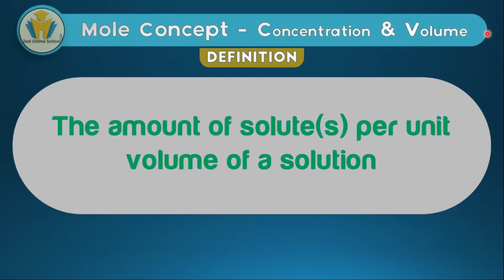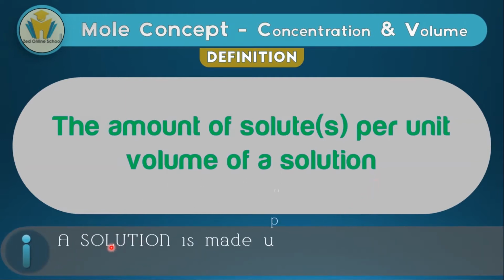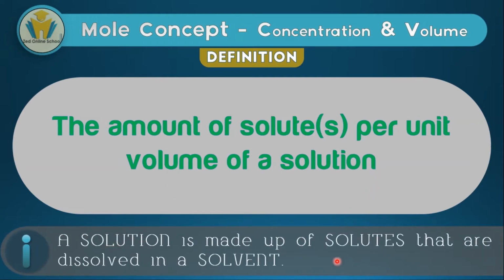Now, one thing that you should understand is this word solution. It looks like a very simple thing, but we can divide it into two parts. A solution is made up of solutes that are dissolved in a solvent, meaning for you to have a solution, you need to have solutes which are going to dissolve in a solvent. This word solvent might confuse you, but a solvent is just the liquid part of a solution.